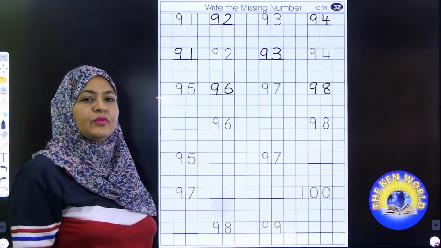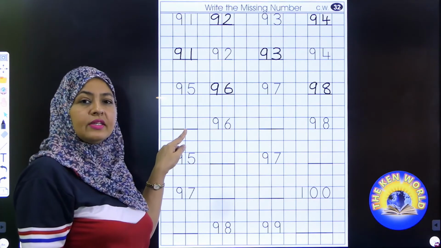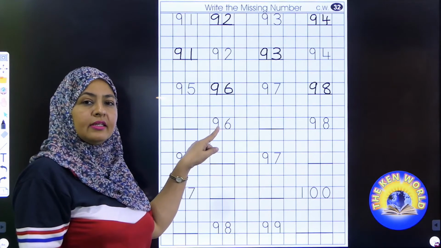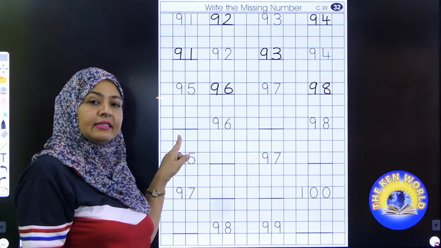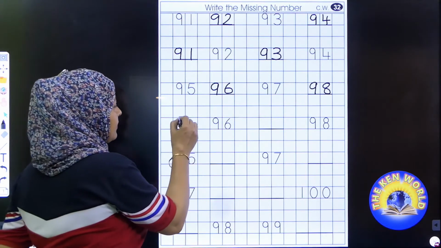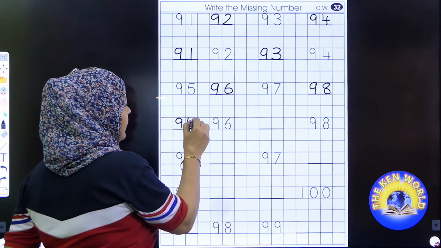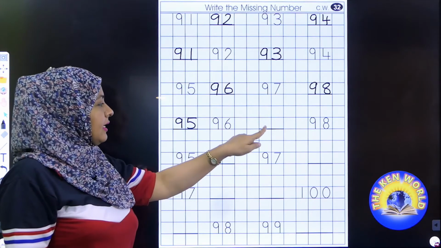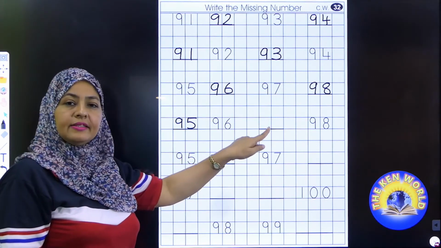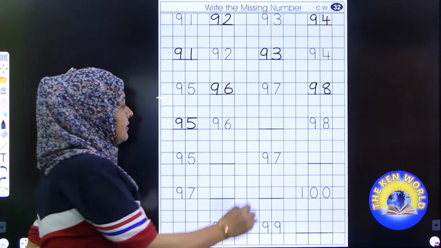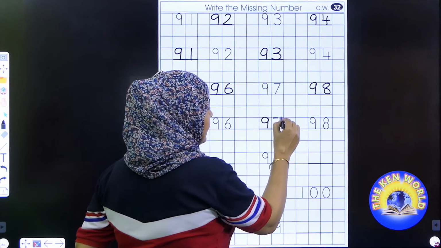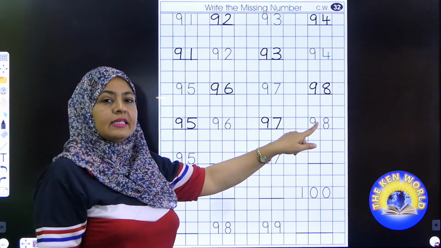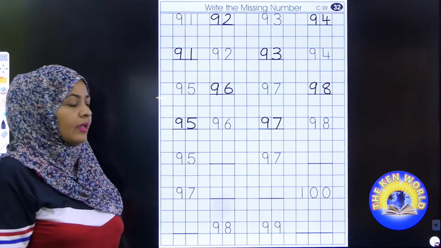98. Yes, now move to the next row. Here you can see there is no number. So move to the next number. Here is number 96. Now tell me what comes before 96. Correct, 95. So right here, 95. Again, there is no number. After 96, it is exactly 97, then 98, which is written here. Correct? Shall I move forward?